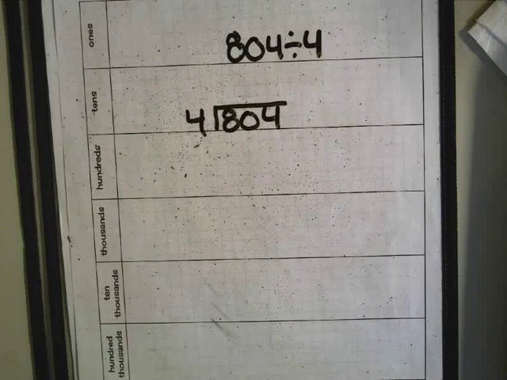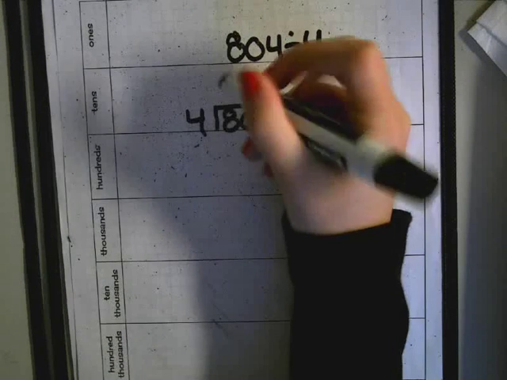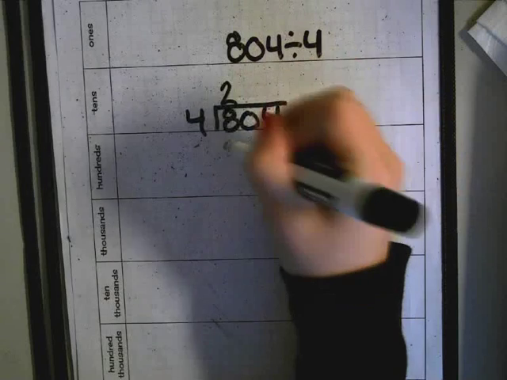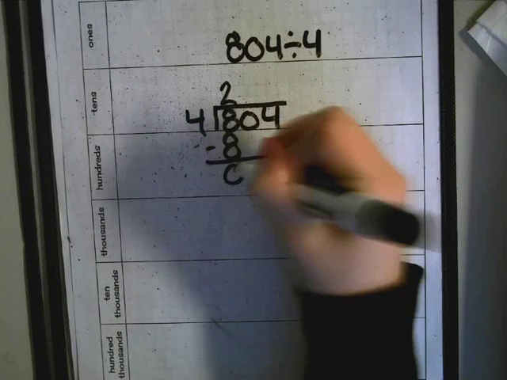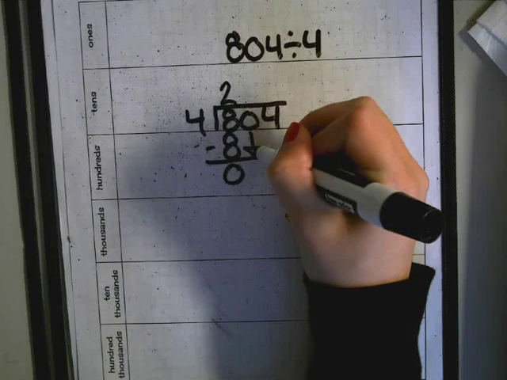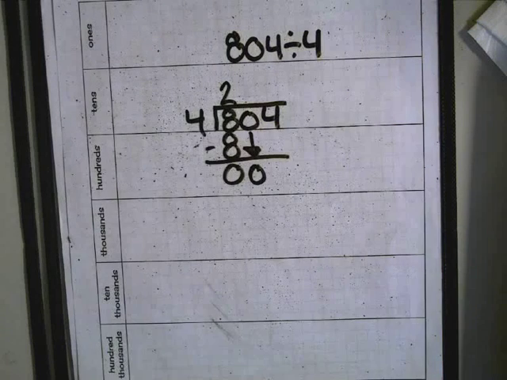All right, how many times can 4 go into 8? 2. 4 times 2 is 8. It goes in there perfectly. So 8 take away 8 is 0, and then I need to bring down my number. So now I have 2 zeros. What do I do?